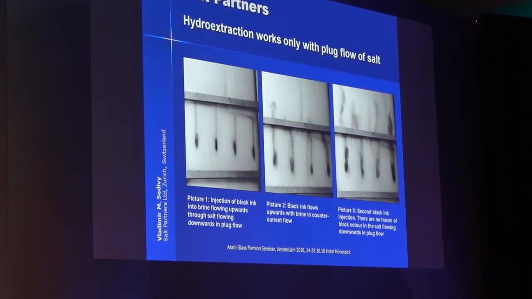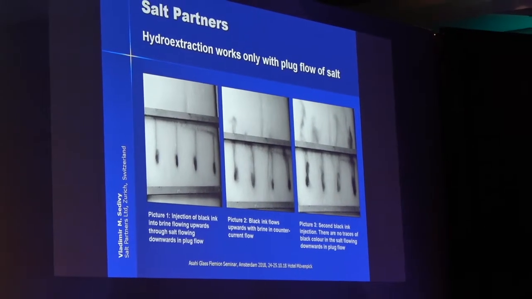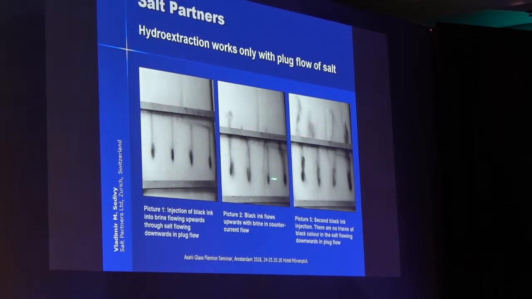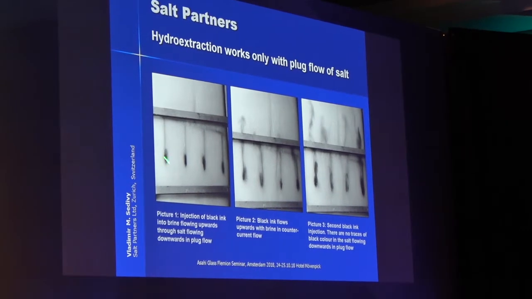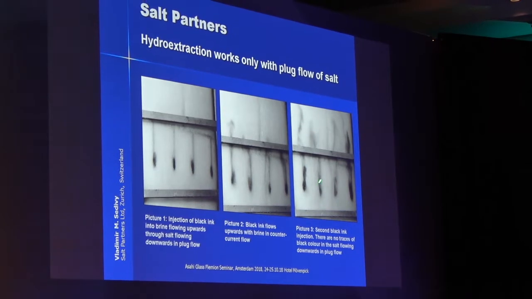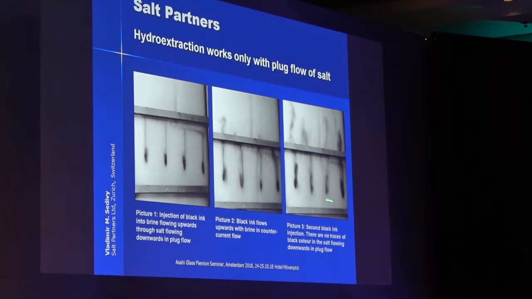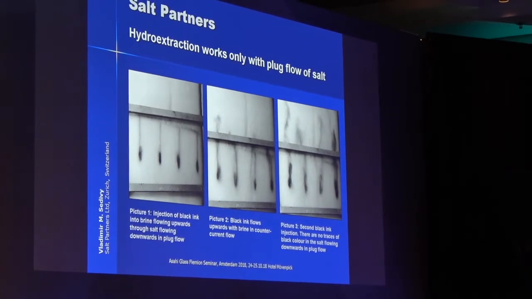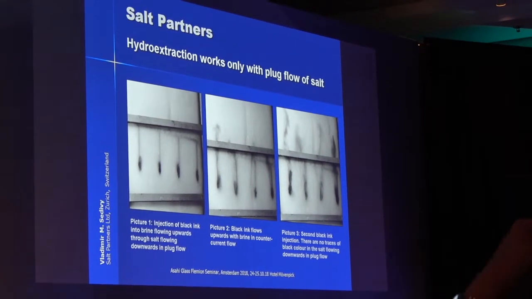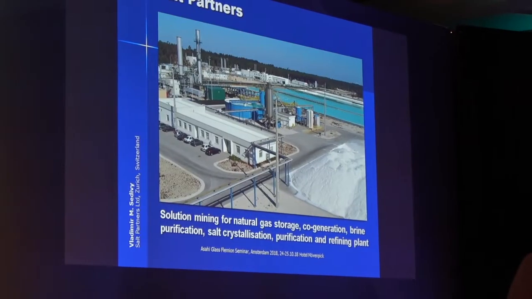This is a picture taken in a pilot plant where we have a downflow of salt and upflow of brine. Here you can see that when we inject black brine somewhere here, we get flow of this brine only upwards, and there is no brine leakage in downwards flow. So this is important to understand in the design of the hydroextractor.